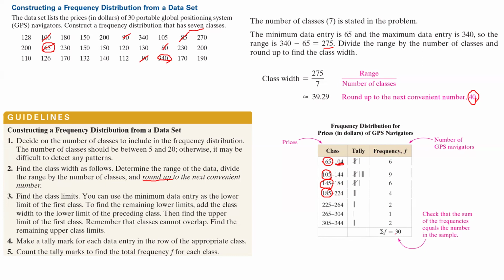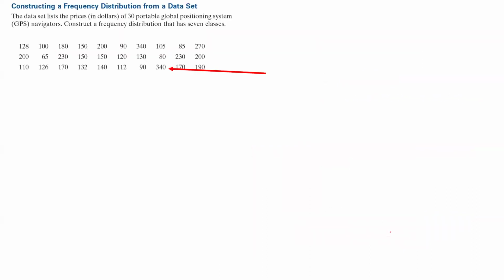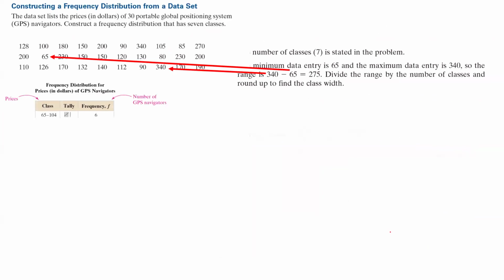If you add them all together, this summation means addition, it must be 30. How many data do I have? I have 30 portable global positioning system or GPS navigator prices here. So when I add all of these frequencies, it must add up to 30. Now what? Now we're just repeating what we did before.